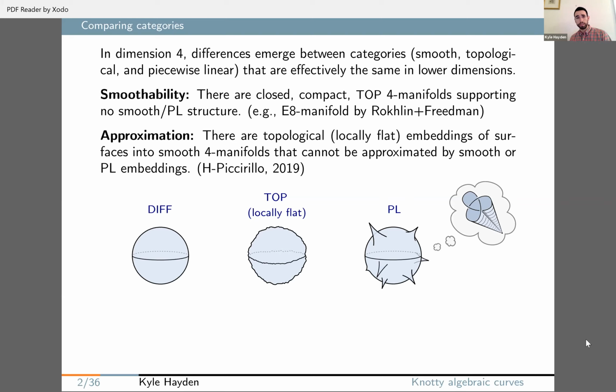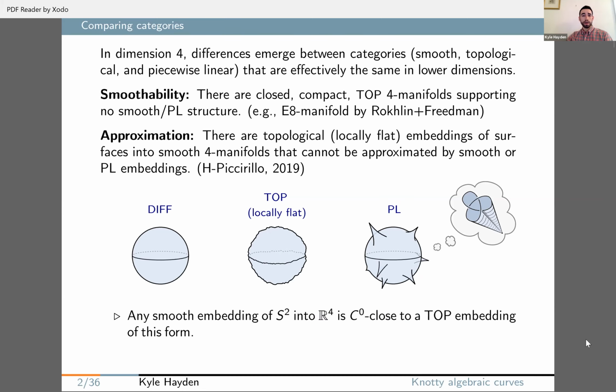Last year we showed that, in fact, not only do topologically flat surfaces exist that can't be approximated by smooth or PL embeddings, they're everywhere. So if you take your favorite smooth embedding of the 2-sphere into R4, you can jiggle it just a little bit such that you can't get arbitrarily close to it again with smooth or even piecewise linear embeddings.